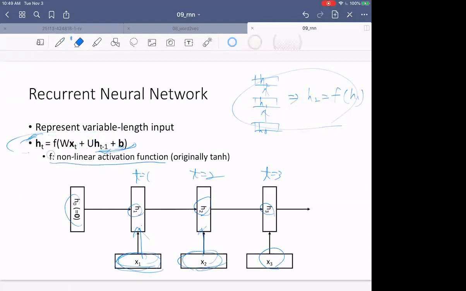Here F is some nonlinear activation function. This could be a sigmoid, could be a tanh, could be a ReLU. I think originally it was tanh, but ReLU should probably work better. All right, moving on. So yeah, very simple, right?